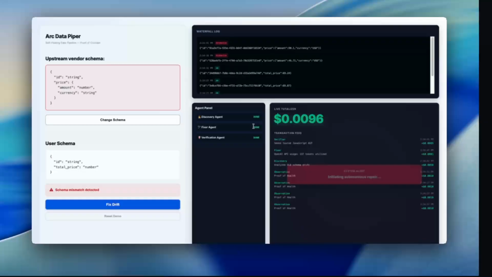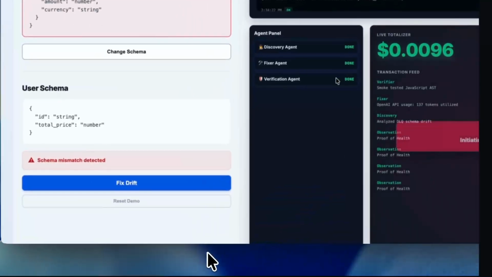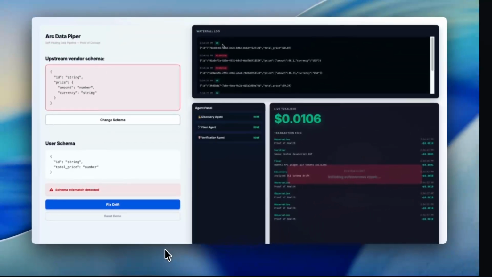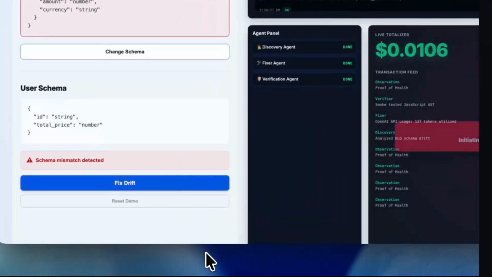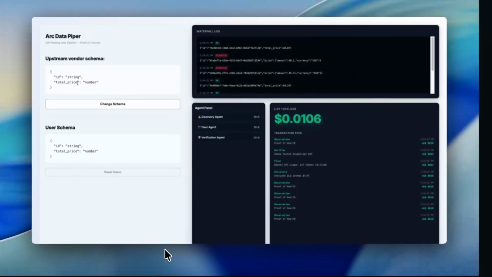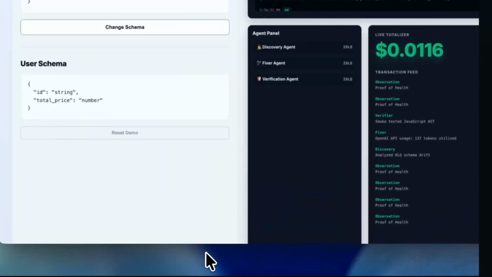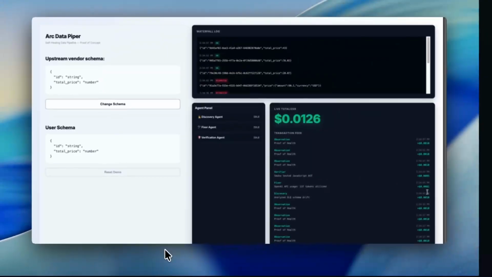Now, as we continue the demo, you see that once the verification agent confirms that the fix was correct, the fixer gets paid and the verifier gets paid, and the observability or the proof of health payments resume because now our stream is alive again. This can be observed in the waterfall log on top, and the vendor's schema and the user schema are on the same page again. And as you continue, there's proof of health payments that keep going to observe for the next time your pipeline breaks.